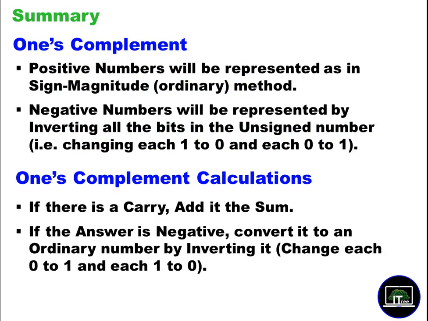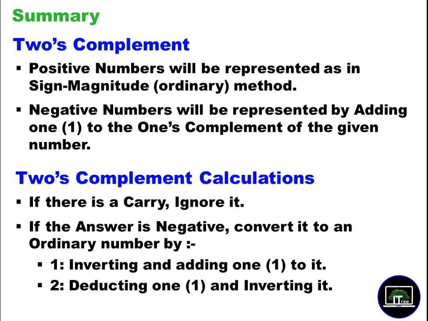So today we have discussed the ones complement number system and the twos complement number system. In ones complement, positive numbers stay the same, and negative numbers are represented by inverting. When you are doing calculations with ones complement, when there's a carry bit, you add that one to the number. If the answer is negative, that means when the sign bit is 1, you must convert it by inverting it.